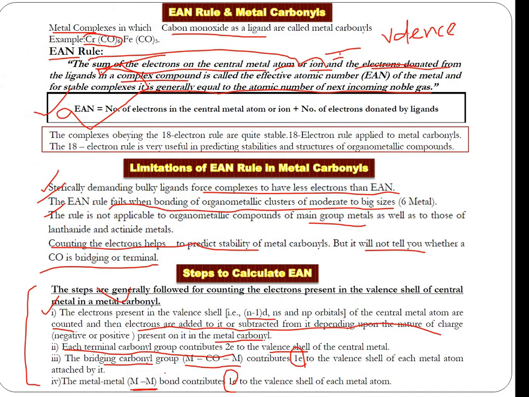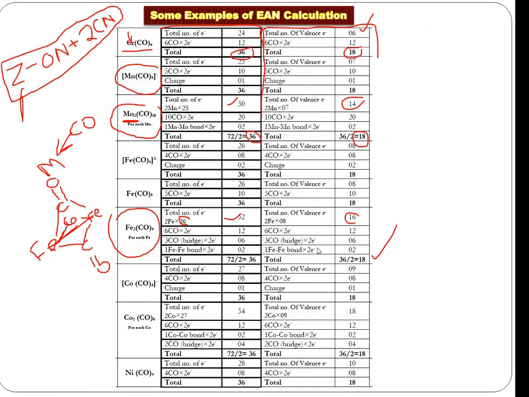Okay? So again you can look at these rules. The electron is present in the valence shell. Now when you say valence shell, that means you are basically dealing with the 18 electron rule. But if you are looking at the effective atomic number, then you should not look at the electrons in the valence shell, but the total number of electrons in the metal. And if you have a negative charge on the complex, you can add that. And if you have a positive charge, you can subtract that. Each terminal carbonyl will give you 2 contribution. The bridged carbonyl will contribute 1 electron to the valence shell of each atom it attaches to. And the metal-metal bond will contribute 1 electron. This is all for the day.